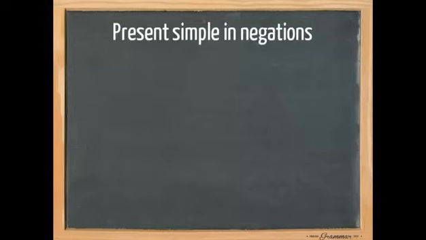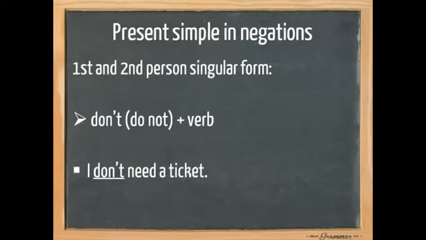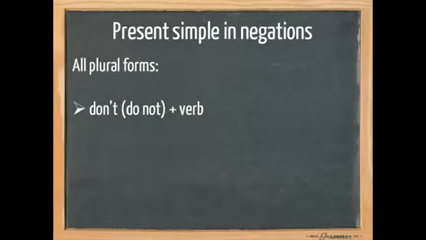Now let's take a look at present simple in negations. For the first and second person singular form, we again use the auxiliary verb do, but we add not to it, so it becomes don't and the infinitive form of the verb. I don't need a ticket. You don't speak English. For all plural forms, we do the same.